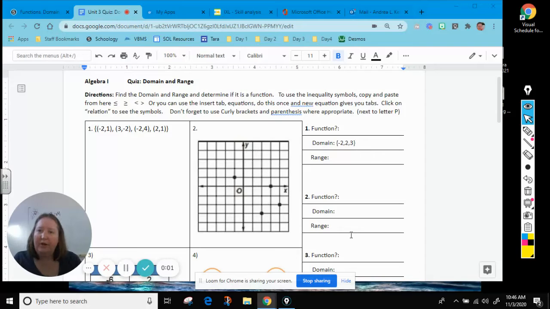This is a video on how to find domain and range of all types, given set notation, given a graph, given a mapping. This is how you do all the different types.